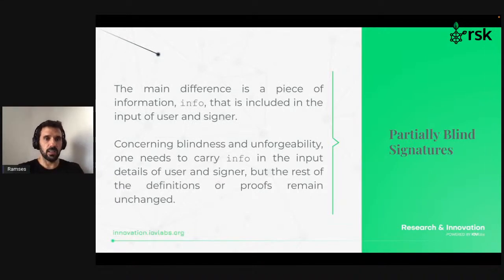put info, the info string, carry info all the way down the mechanism from the top to the bottom, and what you get is a partially blind signature. It used to be less efficient, but signers are happy to cooperate with this kind of stuff.